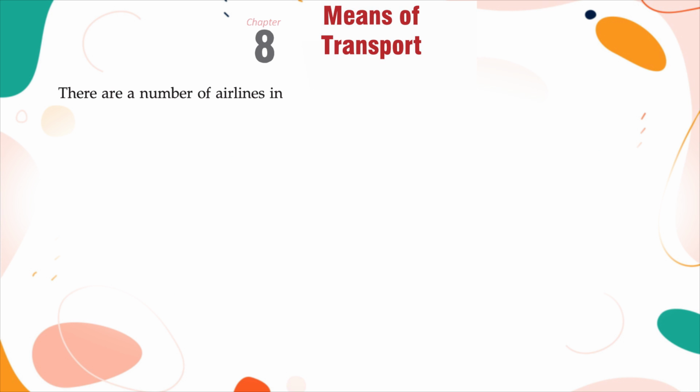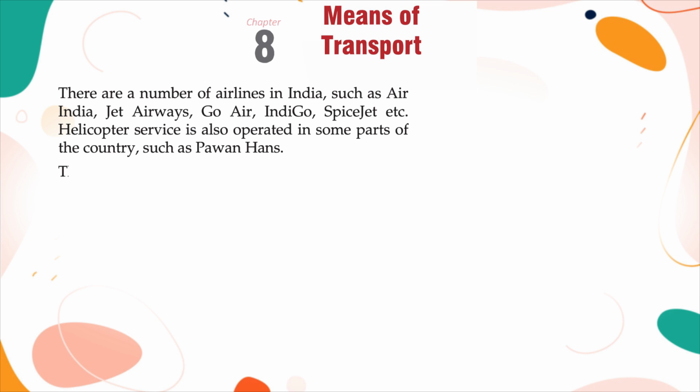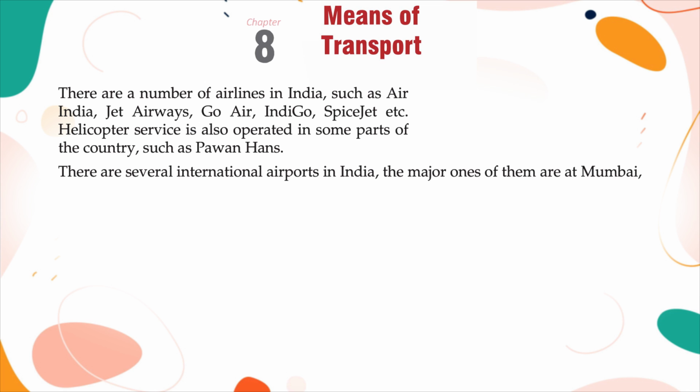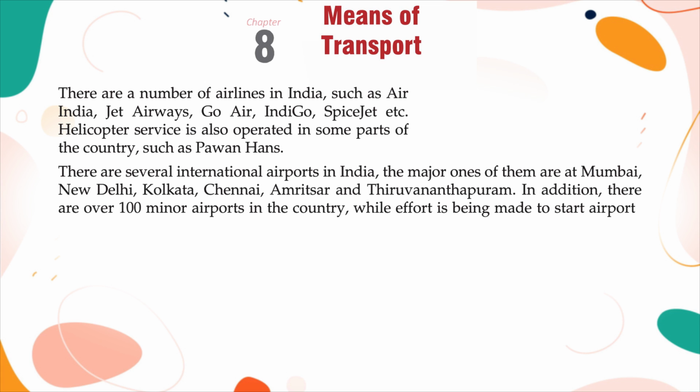There are a number of airlines in India such as Air India, Jet Airways, Go Air, Indigo, SpiceJet, etc. Helicopter service is also operated in some parts of the country such as Pawan Hans. There are several international airports in India. The major ones of them are at Mumbai, New Delhi, Kolkata, Chennai, Amritsar, and Thiruvananthapuram. In addition, there are over 100 minor airports in the country, while effort is being made to start airports in more cities.